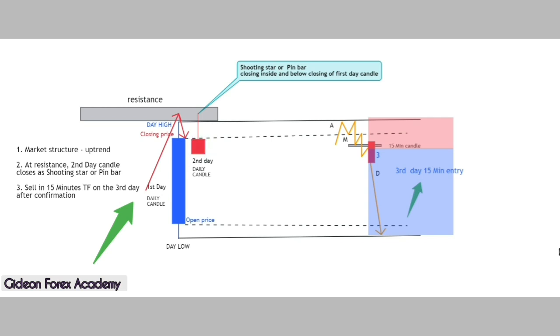Okay, so in this strategy, you are looking at candlestick patterns on the daily time frame, like a shooting star or pin bar. This is a shooting star here, depicted here. So on the second day, if you see a shooting star close, on the third day you go to your 15 minutes time frame, and you are entering after confirming with your candlestick patterns to the downside. This is how you trade these.